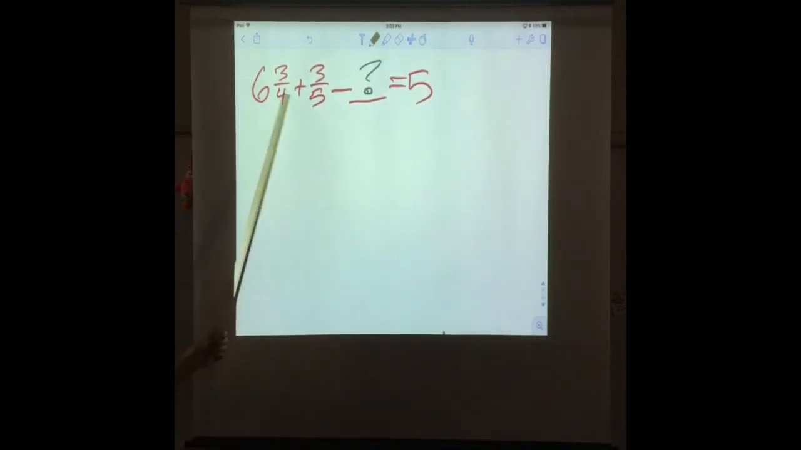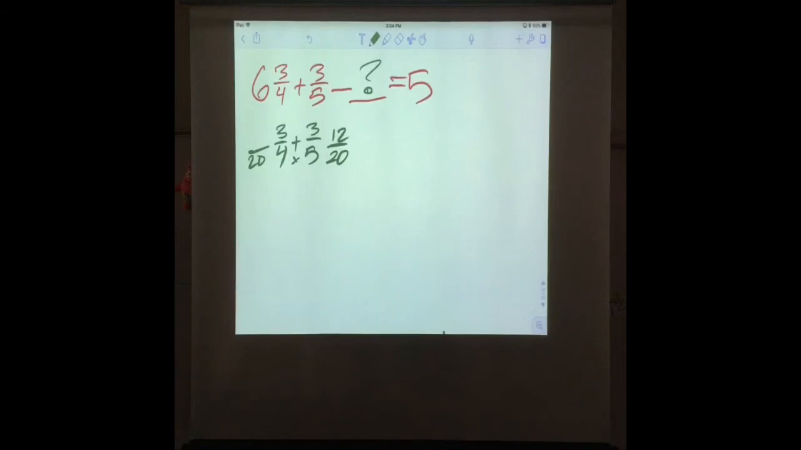Okay, we have 6 3/4 plus 3/5 minus some mystery number, and we're going to end up with 5. Could we do this one first? Sure. Let's move our 3/4 down here, plus 3/5. That's going to make our bottom number what? Yes, that's right, 20. 20 here, 20 on this side. And this is going to be 12, and this is going to be 15. If we had 12 and 15 together, we're going to get what? 7 over 20, right? And our 6.